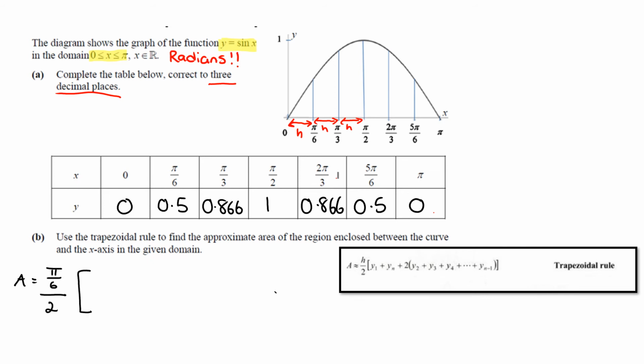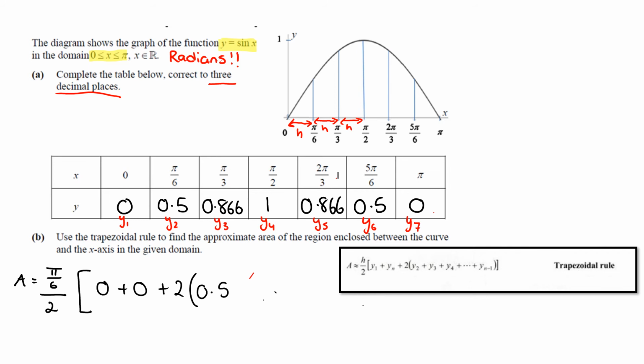And then we have y1, y2, and so on. So I'm just going to label it. This is y1, y2, y3, y4, y5, y6, y7. So we have 7 y's. And we basically take y1 and yn. So the first one plus the second one plus 2 times the rest of them. So basically what happens is it's an average of the first one and the last one, and then we basically take into account all the middle ones.